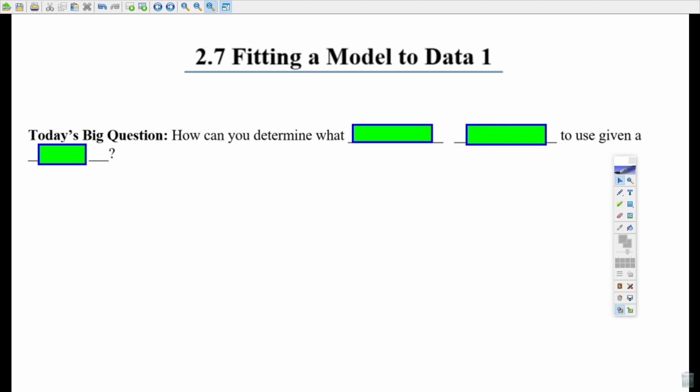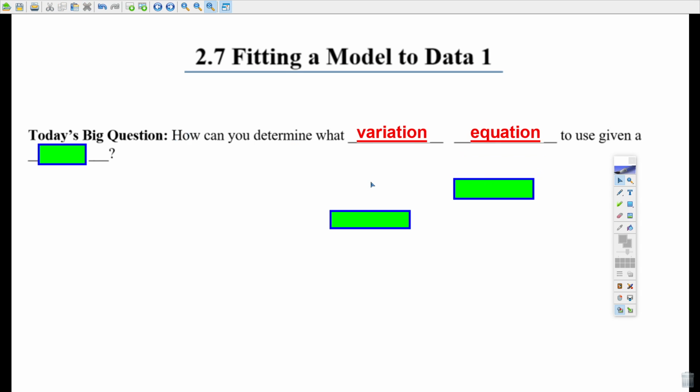We're almost done with chapter 2. We're going to do 2.7 and 2.8, but they're kind of like the same thing. It's called fitting a model to data, where we look at some tables and some points and try to figure out what kind of variation equation we have. The question for the day is, how can you determine what variation equation to use given a certain table?